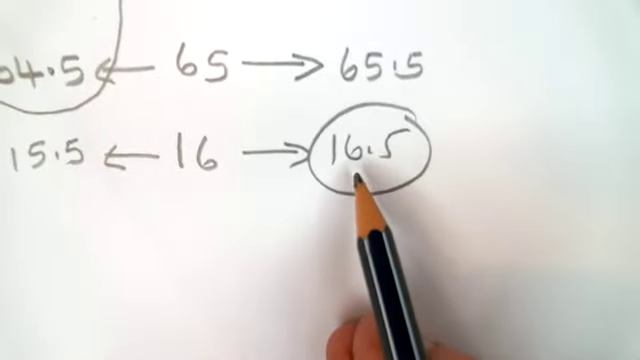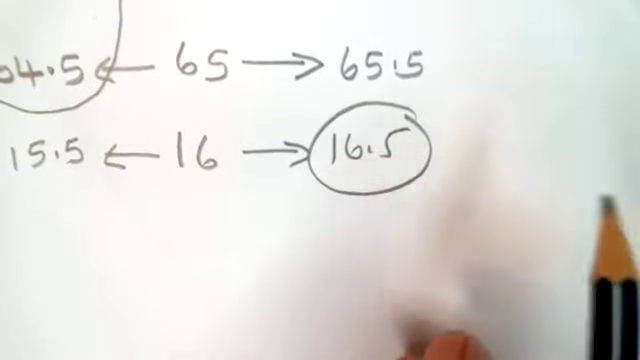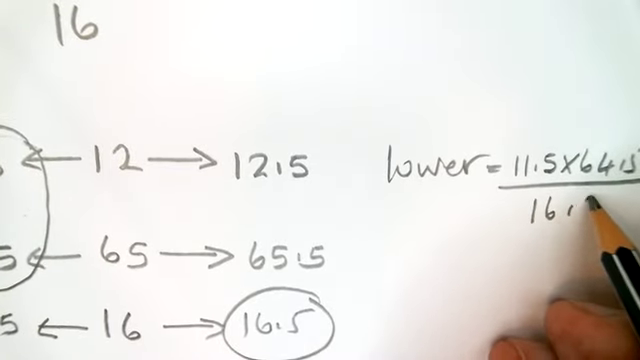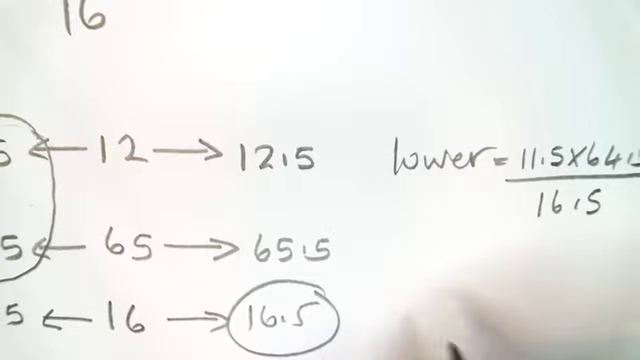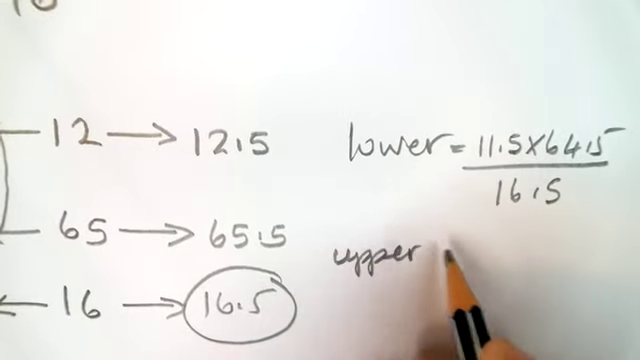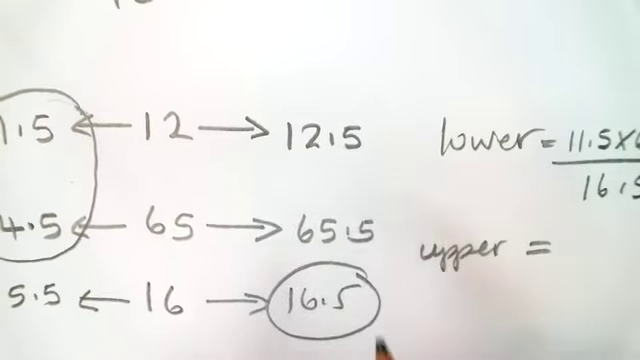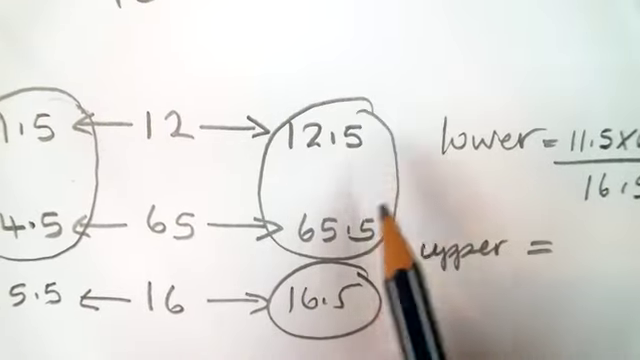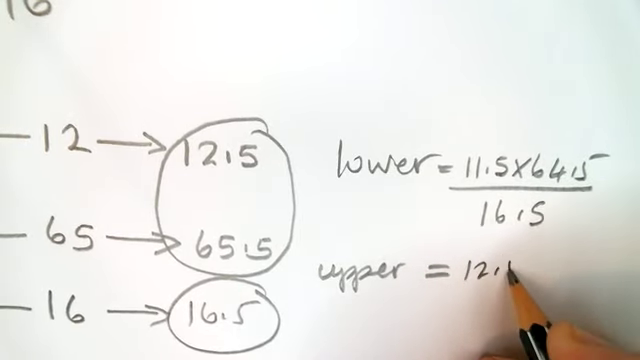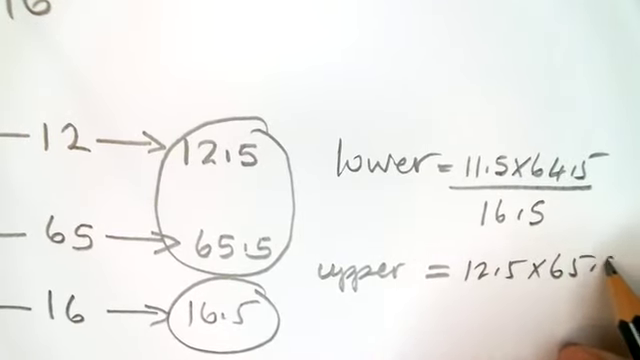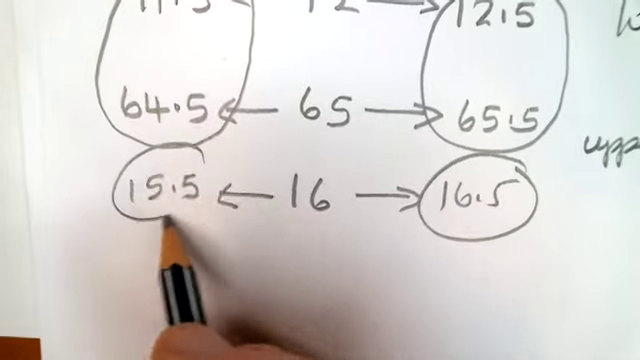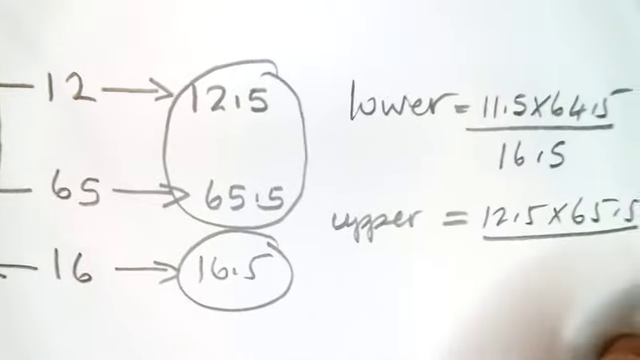So here we are. Here's the upper of this one. The upper possible value is going to be 16.5. I'll work that out in a second, okay? Then I've got the upper. What's the upper limit that this could possibly be? Well, now I'm going to take the upper limits of these two and make them the numerator. So this is going to be 12.5 multiplied by 65.5. And I'm going to divide that by the lowest possible value. So that's going to be 15.5.